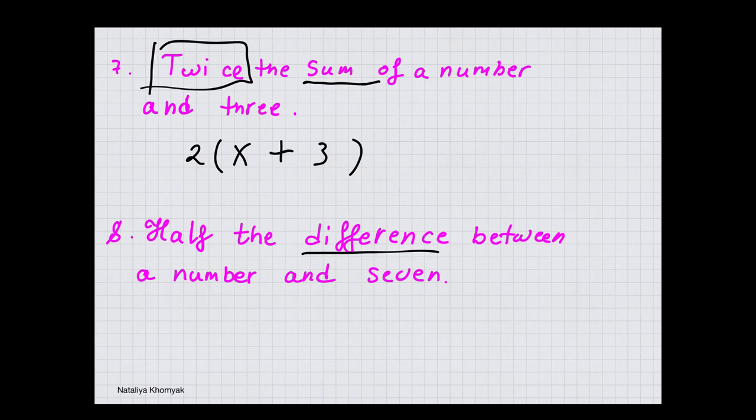Half the difference between a number and 7. If you see sum or difference, make sure you put it inside of the parentheses. So we have a half the difference between a number, I don't know what the number is, and 7.